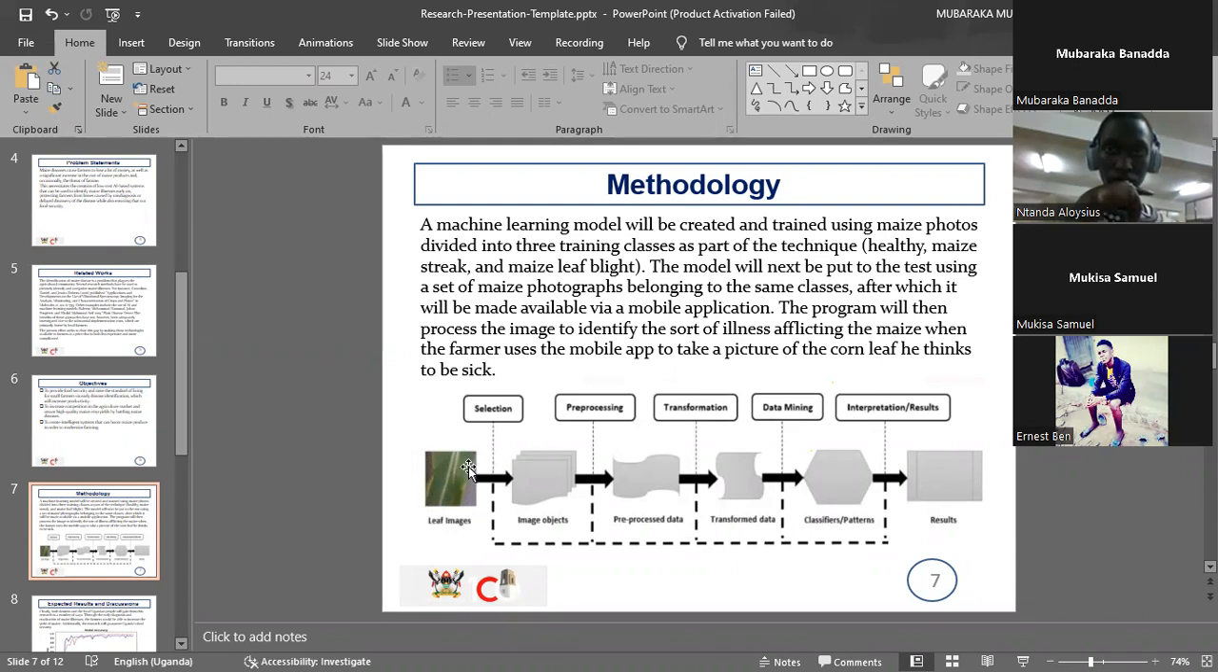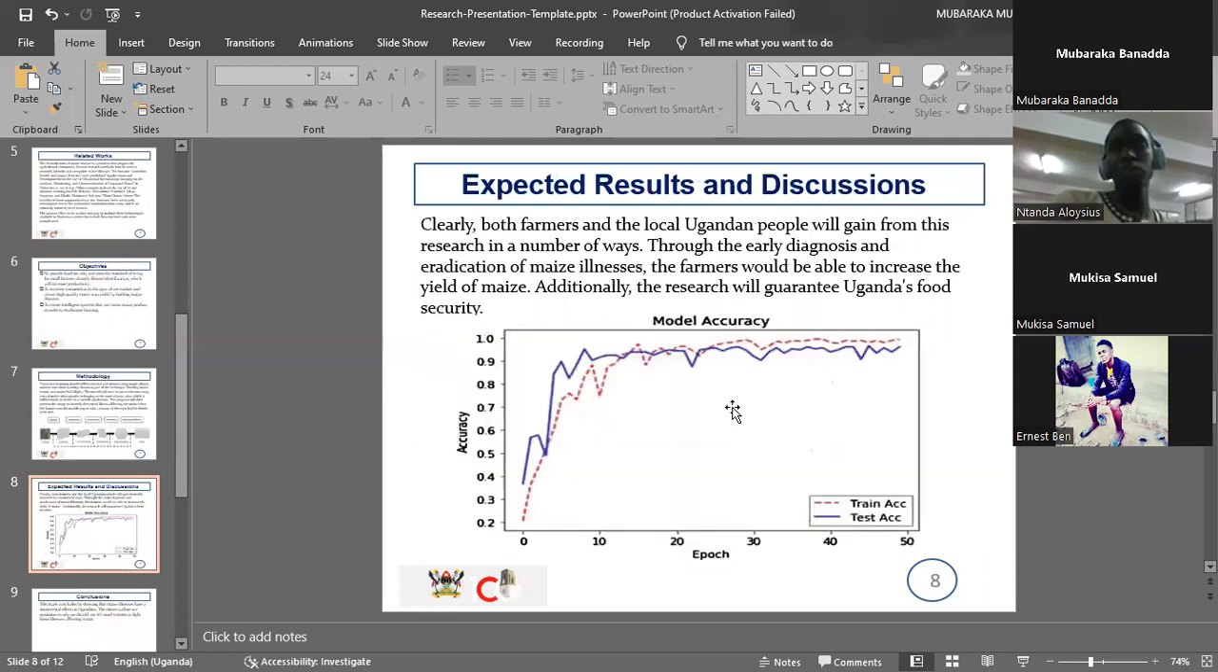You can see that this is a leaf image, and this is the process the model goes through to process the image that has been taken before giving you the result. Then these are the expected results. You can see clearly that both farmers and local Ugandans gain from this research in a number of ways. Through the early diagnosis and eradication of maize illnesses, the farmers will be able to increase the yield of maize. Additionally, the research will guarantee Uganda's food security.